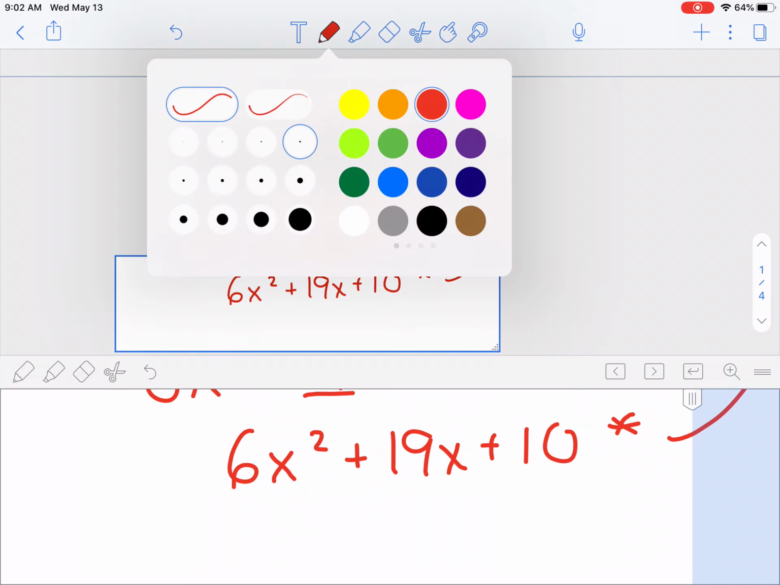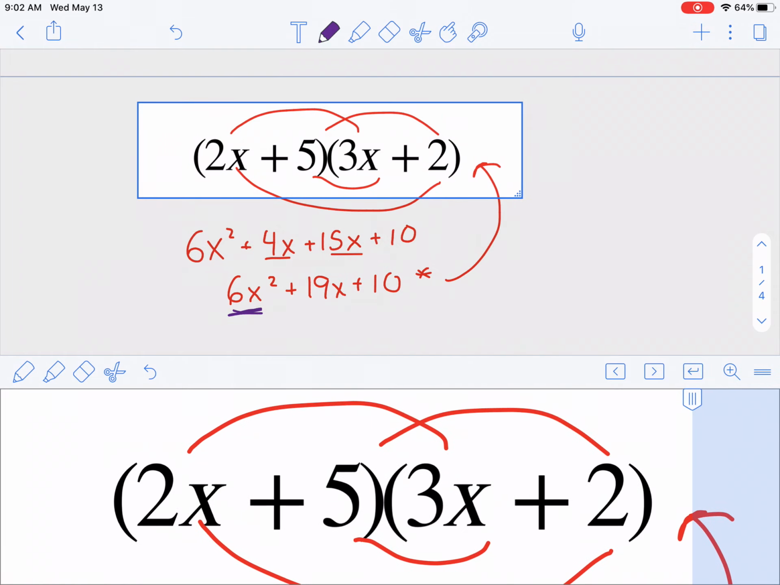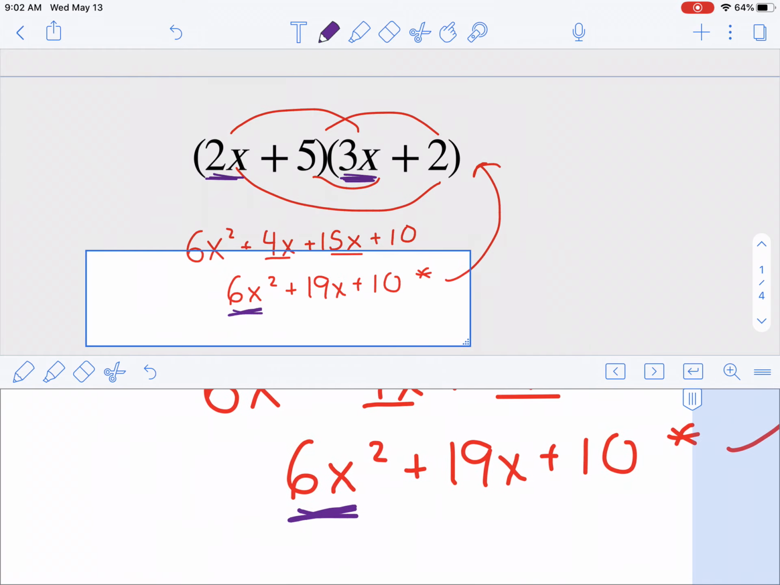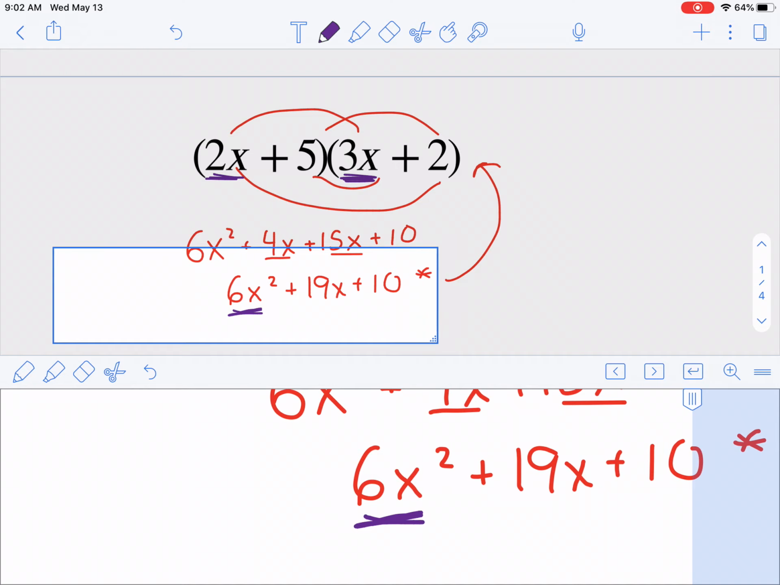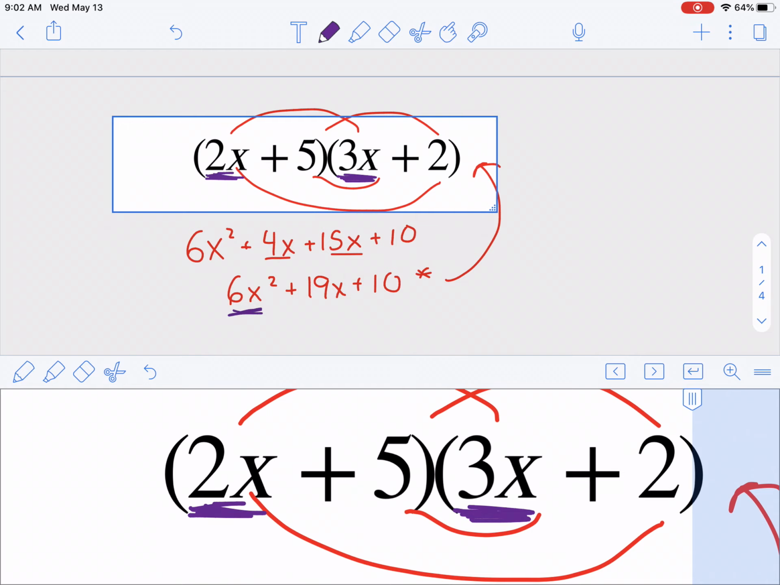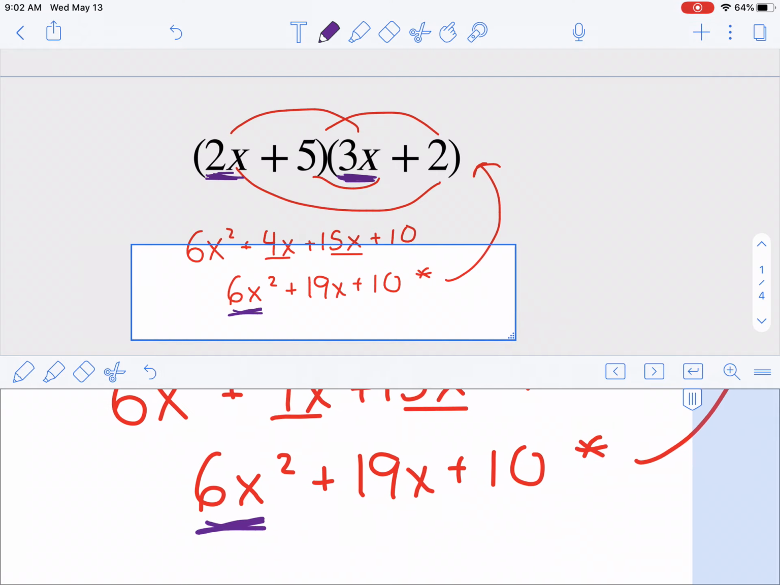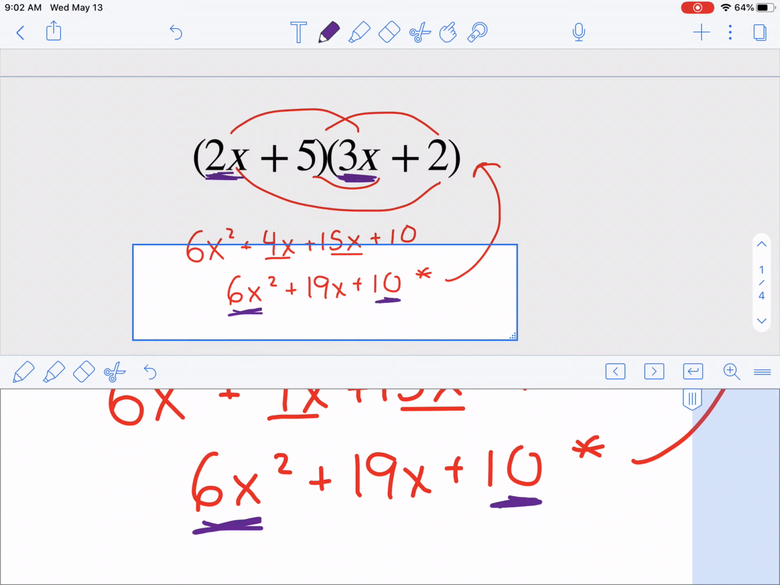Okay, so 6x squared, that is found by taking this term times this term. So that implies that whatever I get for 6x squared, those have to be factors of these numbers here and here. And in fact 2 and 3 are factors of 6, right? So 2 times 3 is 6. That's the only option there. And then for 10 out here, when we get 10 is we take 5 times 2.